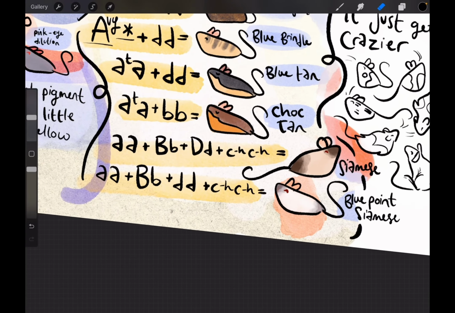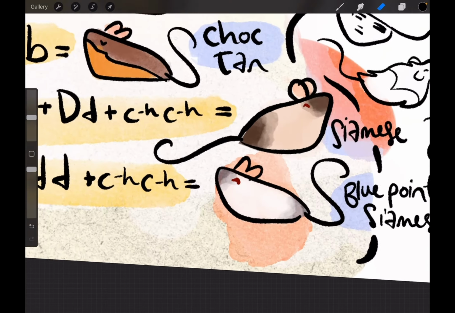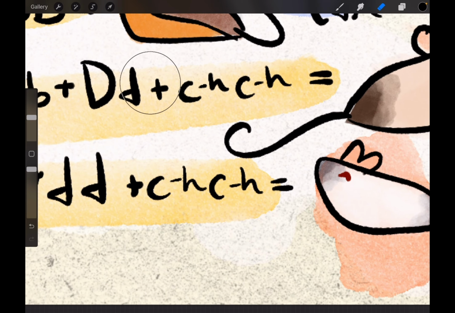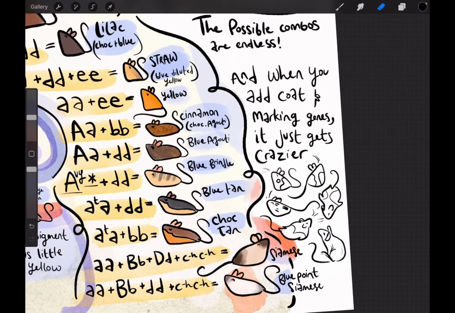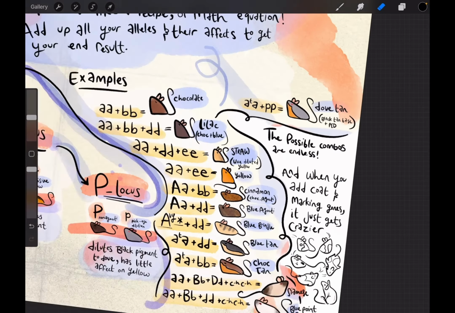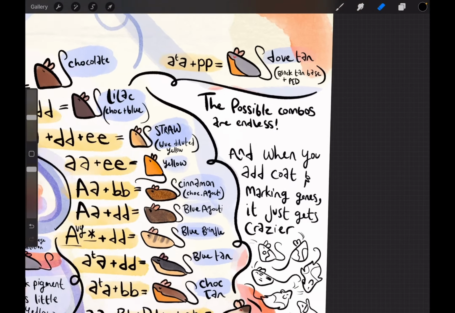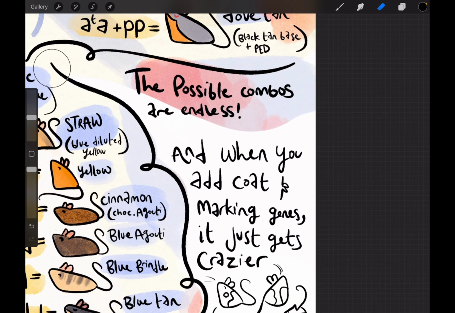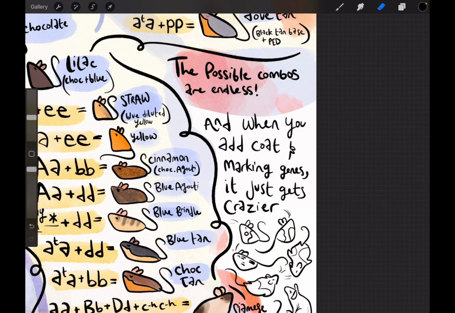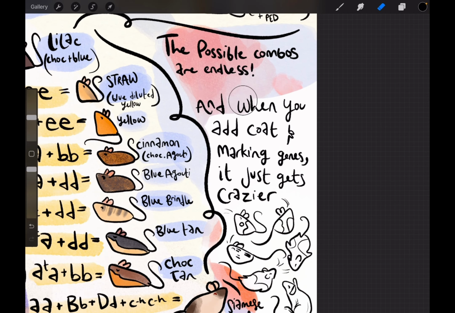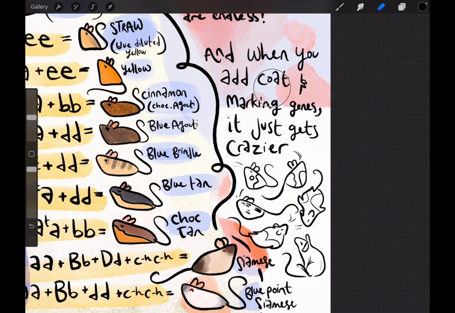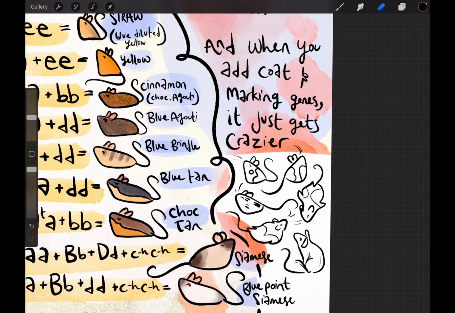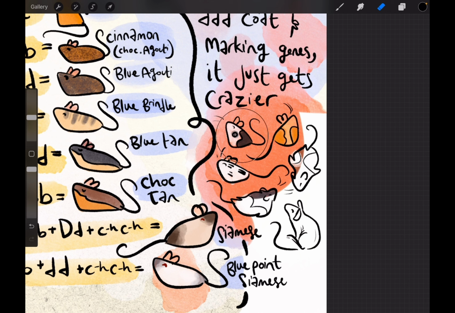So yeah, this is why understanding your alleles and loci though is so important, because it just takes a tiny change for it to be different. But with that, we're done with at least this quick little example. The possible combos are endless when it comes to mouse genetics, especially the things we haven't gotten to yet. When you add coat and marking genes, it just gets crazier and more fun, in my opinion.